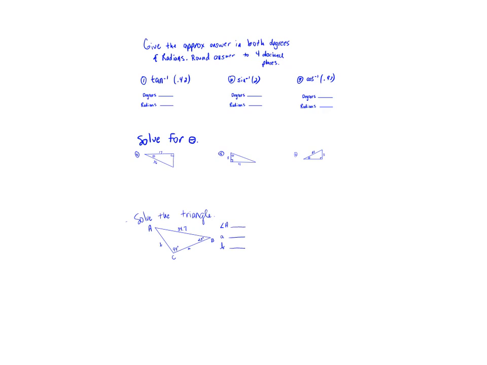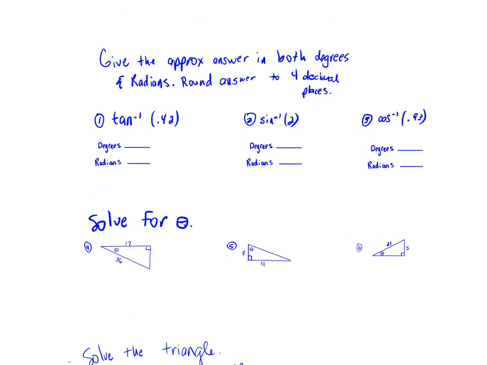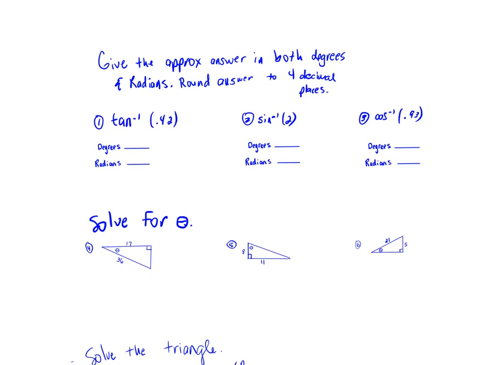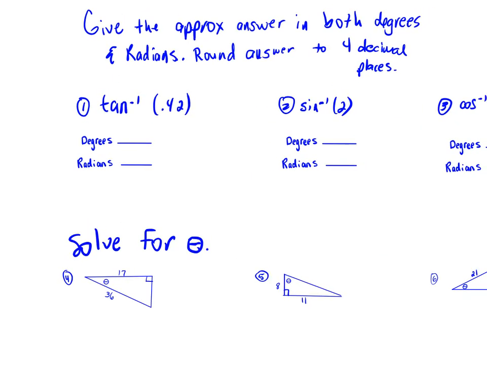Okay, guys, here is a little practice for our 6-4-6-5 test that you will have on Friday. When it says to give the approximate answer in both degrees and radians, that means you're going to have to move your calculator from degrees to radians, depending on which way you're asking the question. So remember, our second tan, second sine, second cosine, those are arc tangents, arc cosines, those are inverse. So let's just answer here as we go through.